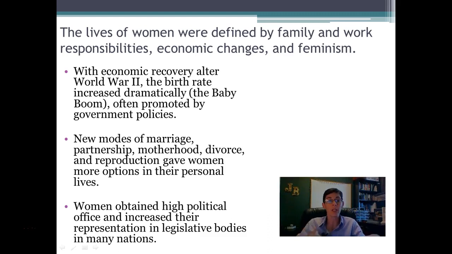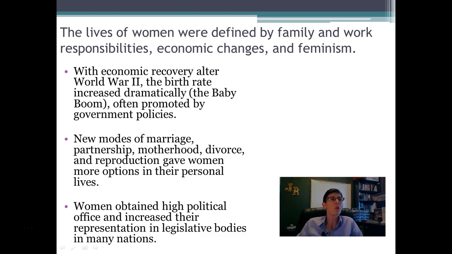With economic recovery after World War II, the birth rate increased dramatically. That's known as the baby boom, an entire generation of folks who were born right after the war. All the men came home, they got married, they said, oh my God, I want to have a family, I want to do things, I almost died, but I didn't, yay, let's make things happen. This was often promoted by government policies because of the dramatic loss of life. They were looking to rebolster the population.